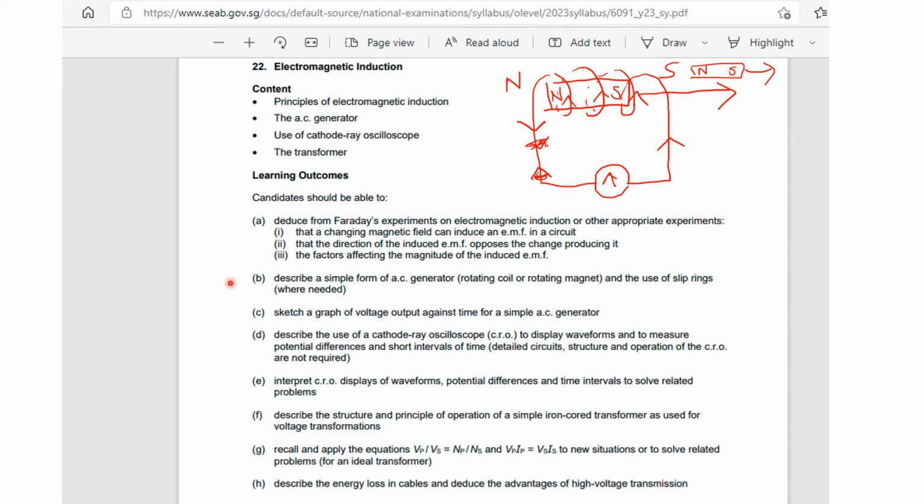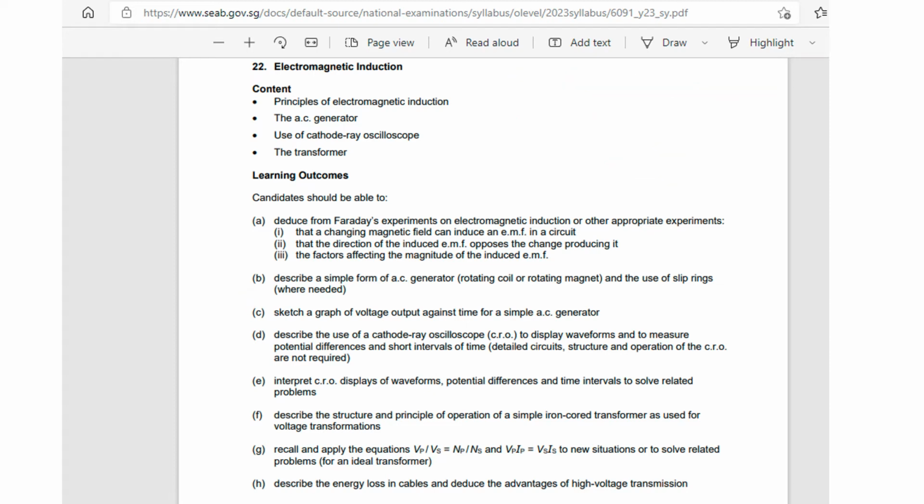All right. Next, let's look at part B. What do you need to know for part B? Well, you basically need to know the simple form of an AC generator and the use of the slip rings. So basically, I know how an AC generator looks like, a simple diagram, and then what is the purpose of the slip rings? In part B, you are supposed to describe a simple form of AC generator, rotating coil or rotating magnet, and the use of slip rings when needed.